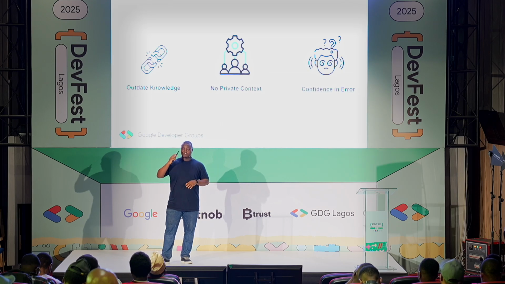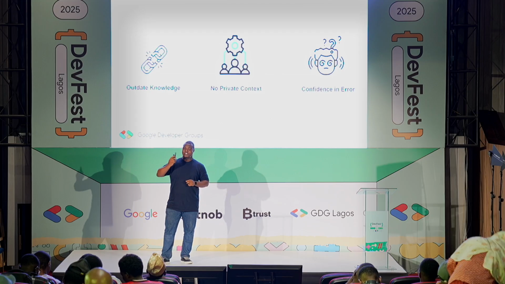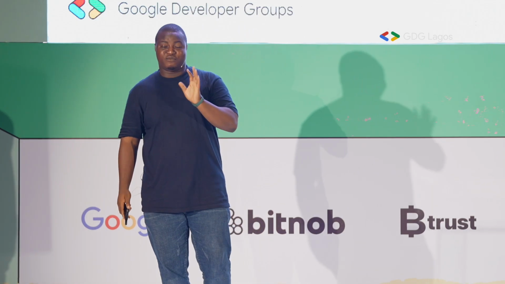Another thing is that you're building a feature where users want information related to what they have, but the AI tool does not have private information. It doesn't have the private context of what you're asking. And then it takes us to the last and very big issue.